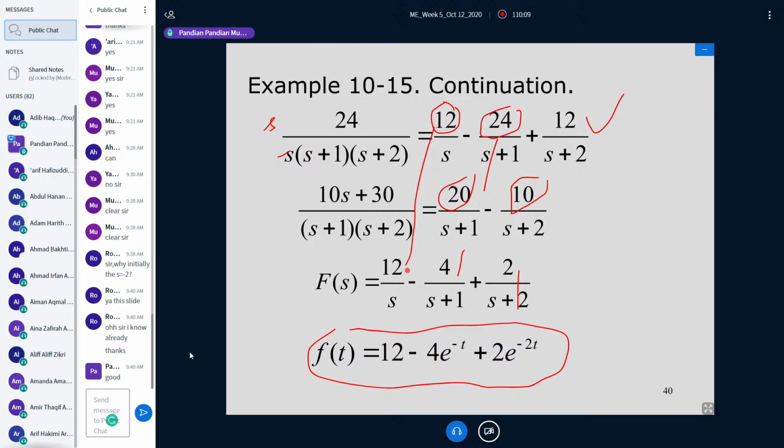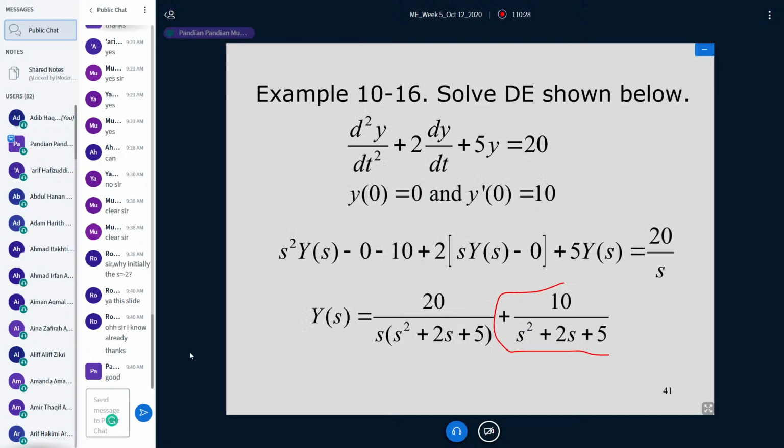Now you want to find y of t, that is f of t, yeah? So inverse Laplace of 1 over s is 1. So 12 minus 4, inverse Laplace of 1 over s plus 1, e to the minus t, plus 2, inverse Laplace of 1 over s plus 2, e to the power of minus 2t. So this is the last example.